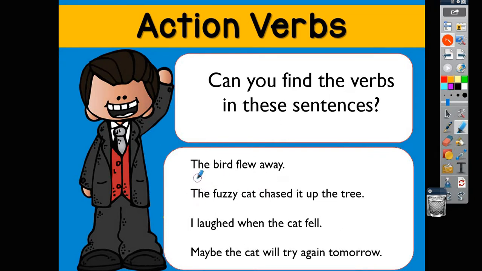So, what's the verb in the bird flew away? Yeah, it had to be flew, because that's something that it's doing. The fuzzy cat chased it up a tree, or up the tree. What's the action? What's it doing? Yep, you were right, chased.